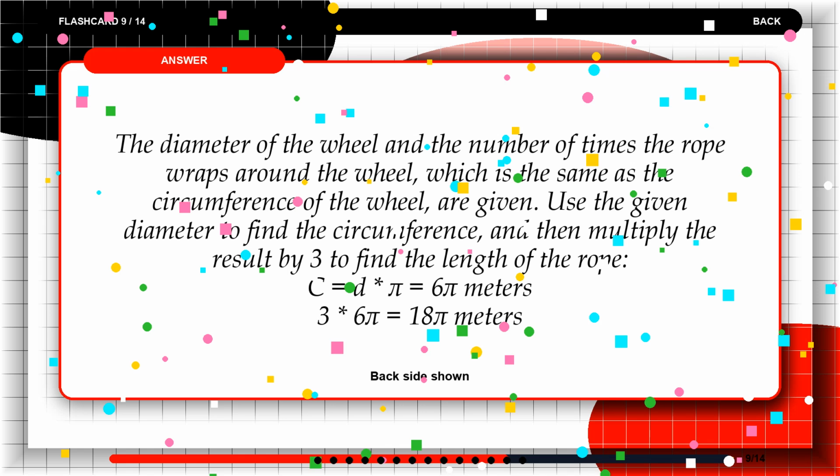The answer is: the diameter of the wheel and the number of times the rope wraps around the wheel, which is the same as the circumference of the wheel, are given. Use the given diameter to find the circumference, and then multiply the result by 3 to find the length of the rope. C equals d times pi equals 6 pi meters, 3 times 6 pi equals 18 pi meters.